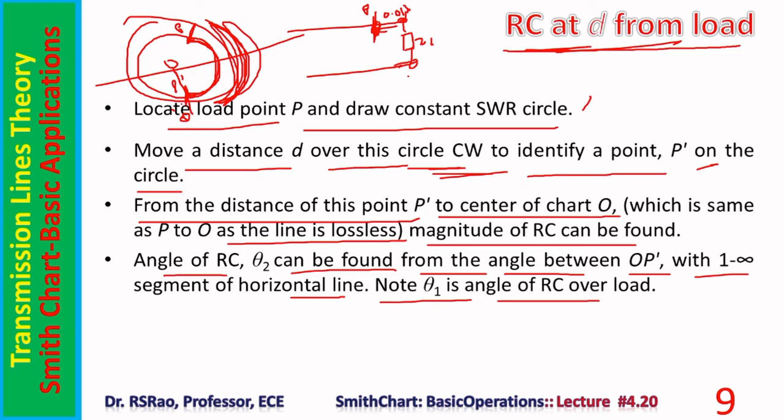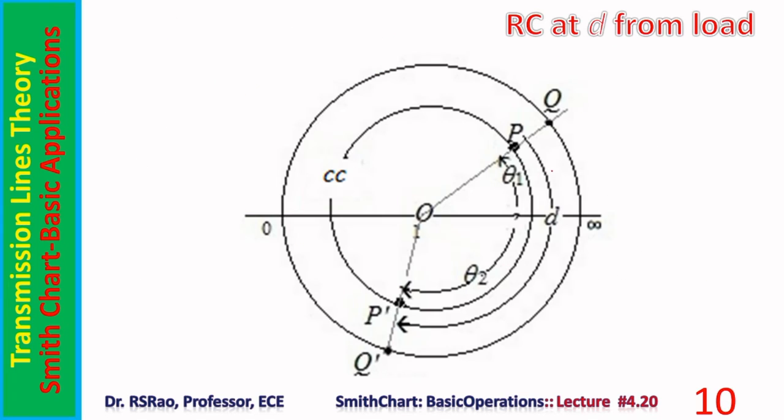Now OP prime by OQ prime gives the magnitude of the reflection coefficient, and the angle measured from the one-infinity segment to this radial vector OP prime gives the angle of the reflection coefficient. So here is the explanation: this is the load point. But I want the reflection coefficient at a distance of D from the load point. So I have to move a distance D along the SWR circle.